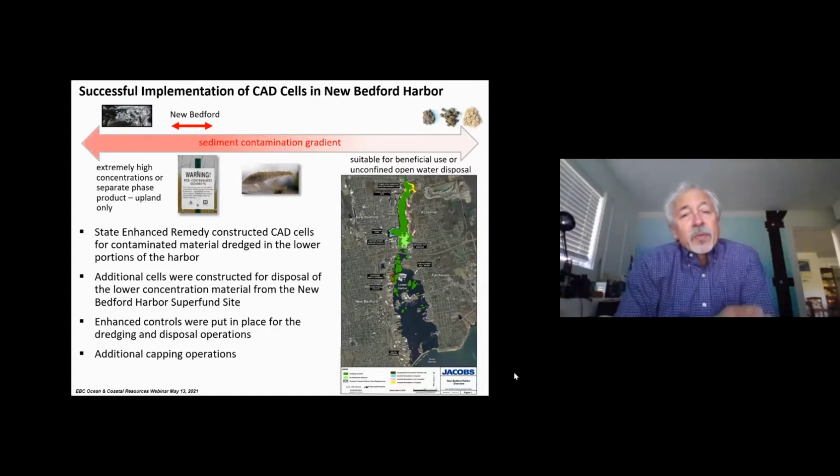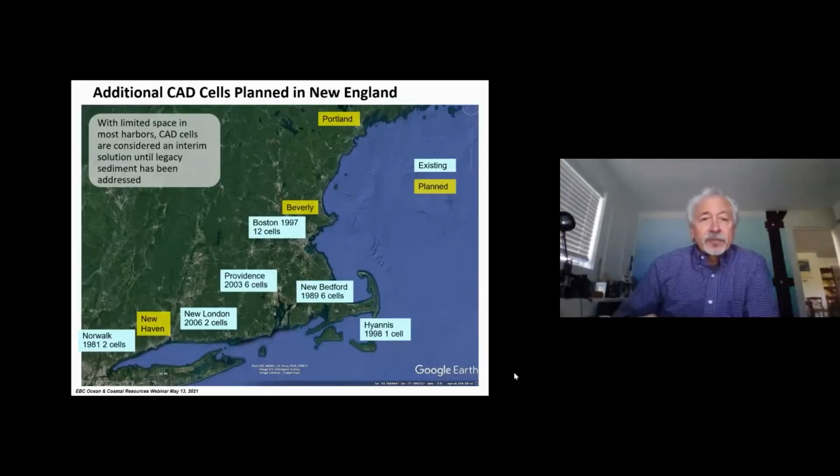Again, this was more contaminated material. There was additional focus on the dredging itself, using more of a remedial approach for the dredging, and more controls placed on the disposal, where now it wasn't a free large scow, but actually a smaller scow, where the CAD cell was encircled by silk curtains, but actually ended up being very much a success.